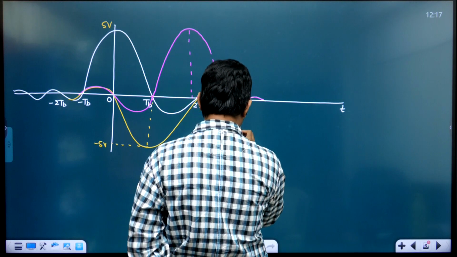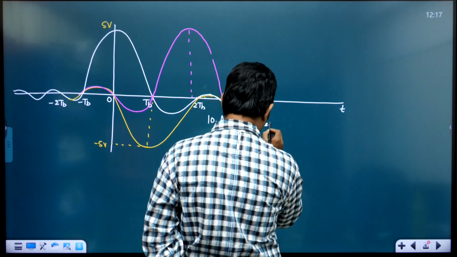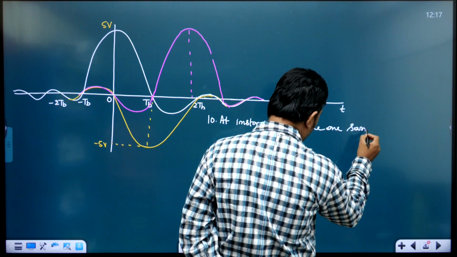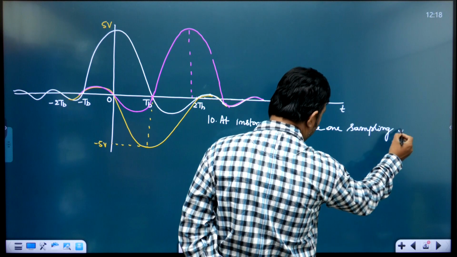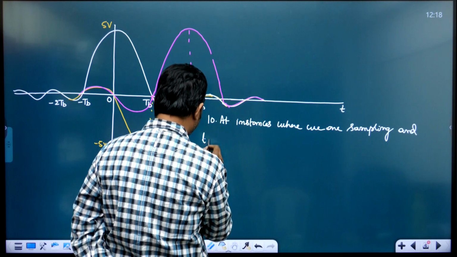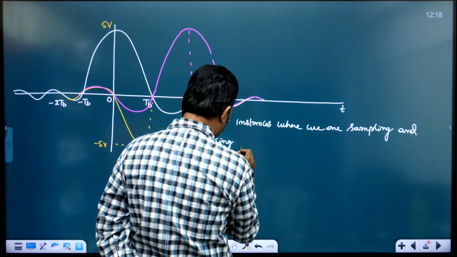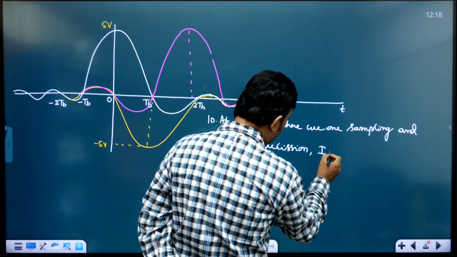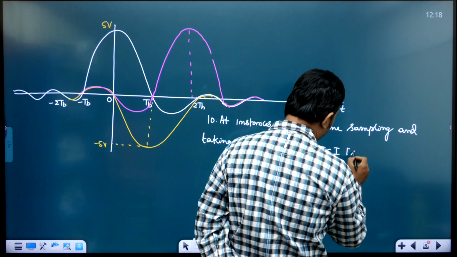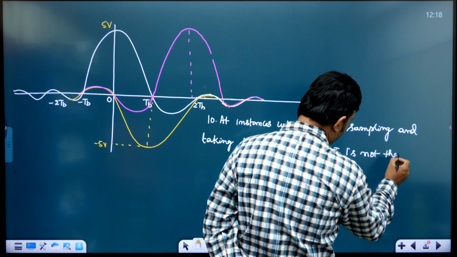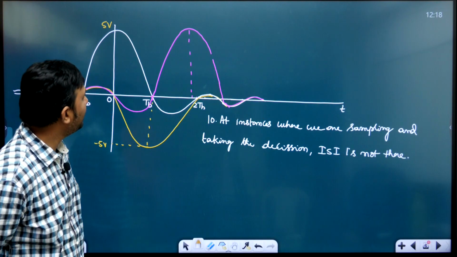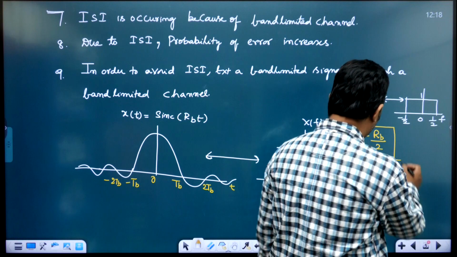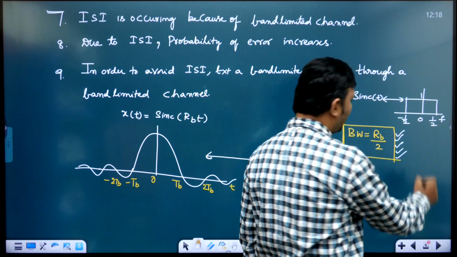At instances where we are sampling and taking the decision, intersymbol interference is not there. So congratulations, intersymbol interference is not there if you are going to use sync pulse instead of rectangular pulse. And one more advantage is here bandwidth got reduced to RB/2 from RB.